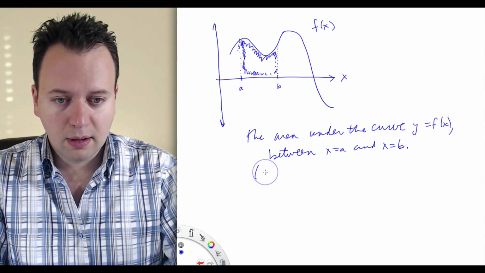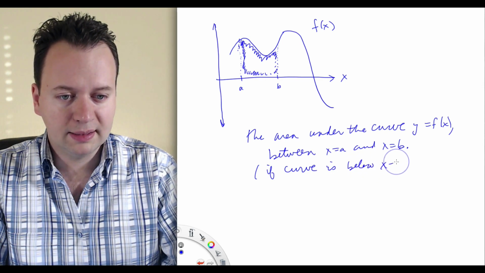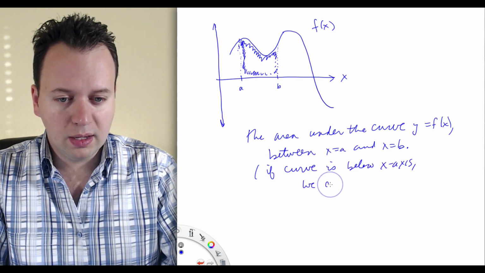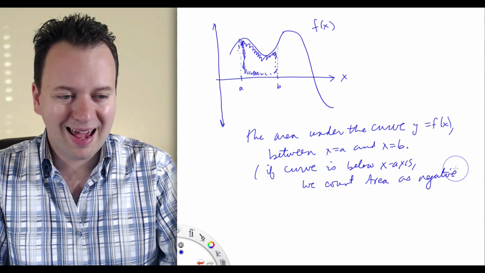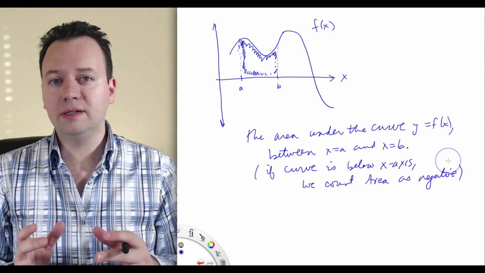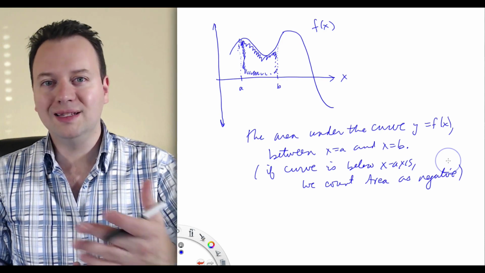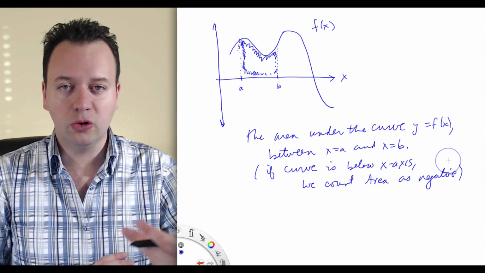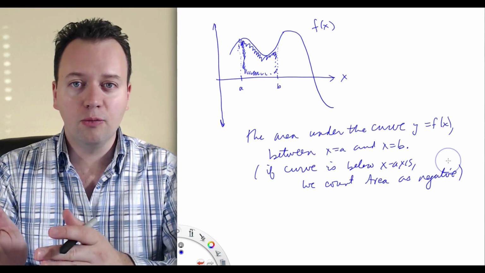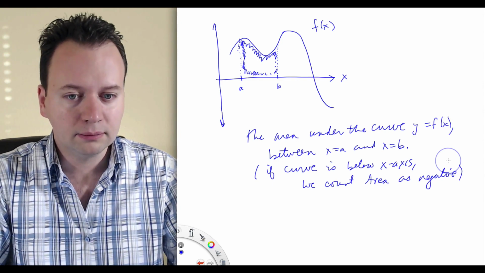If the curve is below the x-axis, we count the area as negative. So the area makes a negative contribution. That's motivated by our example with velocity. If you have a velocity that's less than 0, your position is decreasing instead of increasing, so you subtract that distance from your total change in position instead of adding it. If you're moving back and forth, your distance isn't growing indefinitely, it's increasing and then decreasing.